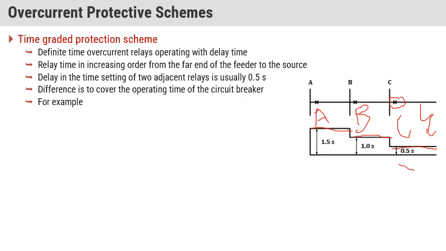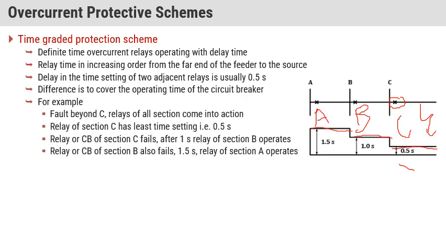It has 0.5 second. So when the current exceeds its pickup value, this circuit breaker C opens first because it has the lower operating time, 0.5 second. Once circuit breaker C opens, circuit breakers A and B do not open, because the faulty part is already thrown out of the system. Now we have a healthy system with bus bars A and B, and bus bar C is no longer connected with the further part of the transmission line. This is how we divide the protection system using time graded protection.